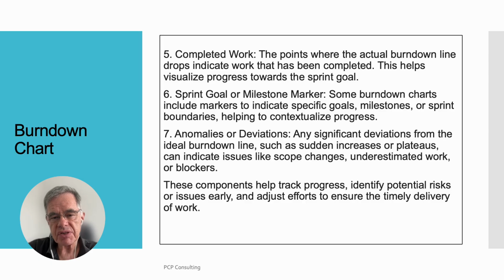Sprint goal or milestone marker. Some burn down charts include markers to indicate specific goals, milestones or sprint boundaries, helping to contextualize progress. Anomalies or deviations. Any significant deviations from the ideal burn down line, such as sudden increases or plateaus, can indicate issues like scope changes, underestimated work, or blockers. These components help track progress, identify potential risks or issues early, and adjust efforts to ensure the timely delivery of work.